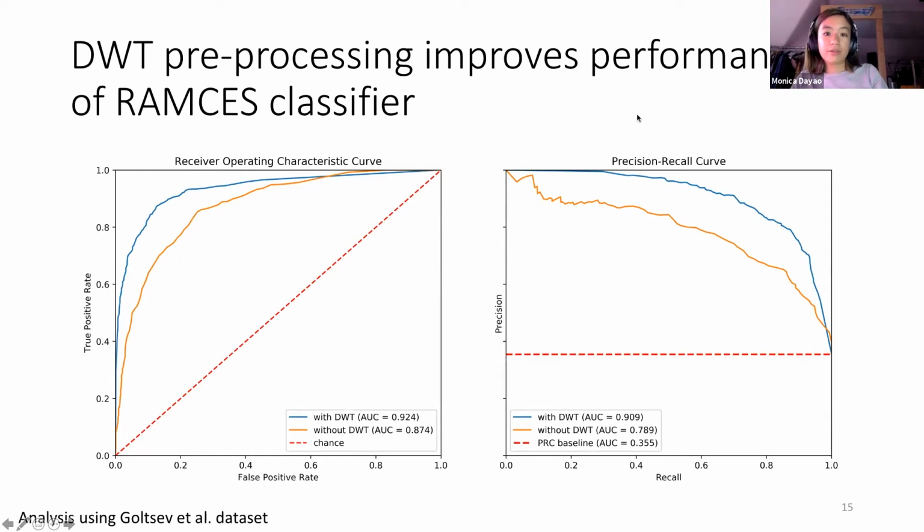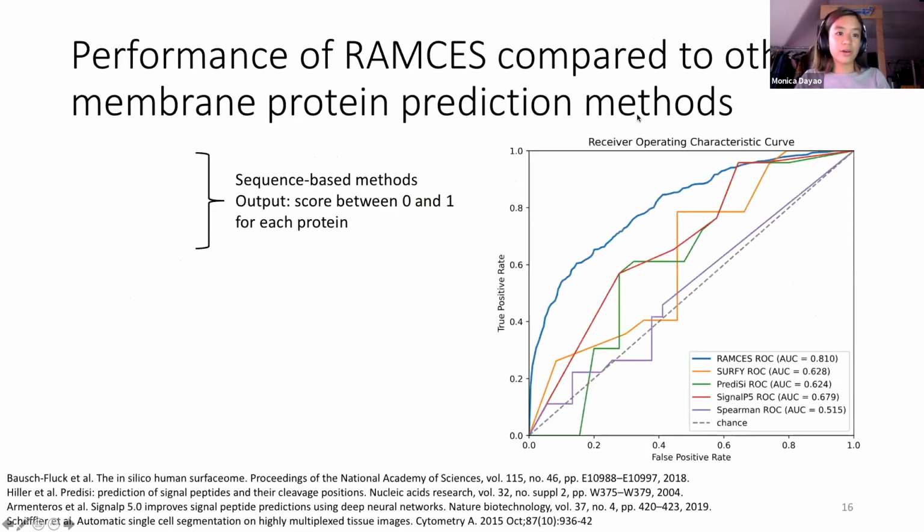We also compared the performance of our membrane prediction model to other membrane prediction methods. The first three methods, so SURFI, PrediSci, and Signal P5, are all sequence-based methods for predicting membrane proteins. They actually predict signaling proteins, which tend to be membrane proteins. And these sequence-based methods take in as input the amino acid sequence of a protein, and then similar to Ramsey's, output a score between 0 and 1. And those correspond to the red, green, and orange curves on this ROC curve, and ours is the blue. And unsurprisingly, our method performs better.